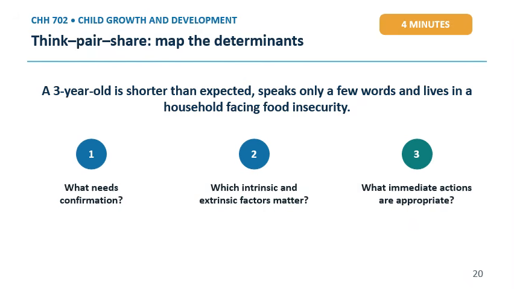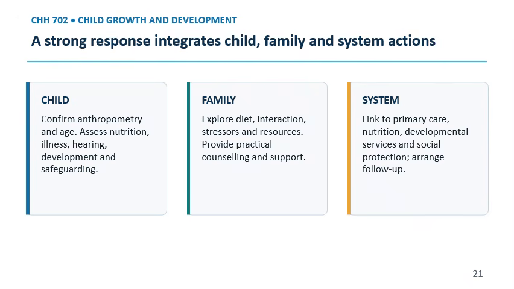Let's go on now. The case cannot be addressed at only one level. At the level of the child, we confirm age and anthropometry, review the growth trajectory, assess nutrition and illness, examine development across domains, and consider hearing, neurological findings, and safeguarding. At the family level, we explore diet, interaction, stressors, decision making, and available resources, then provide practical counseling and support.